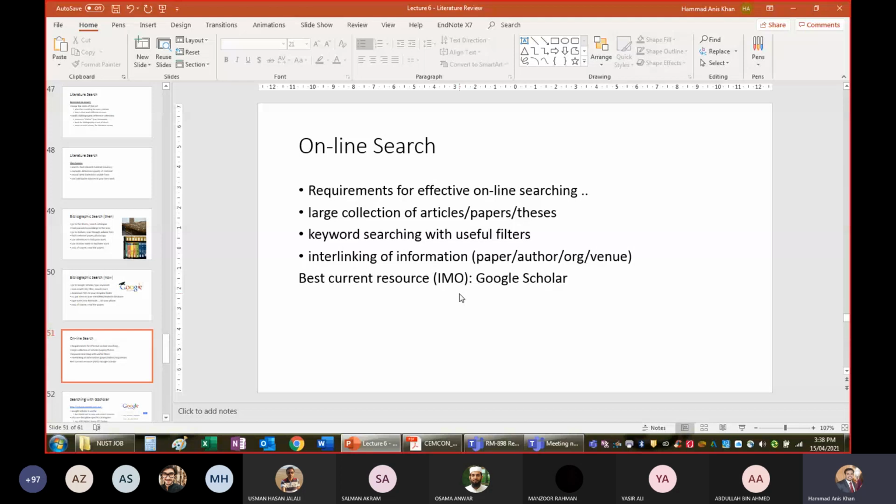The second technique was using keywords for online search. Keywords are a very easy way, but among keywords select the best keyword which suits your topic. Don't take a very broad keyword. You can always use online search engines like Google Scholar, ResearchGate, Academia, or, let's suppose, Science Direct. So there are multiple online databases.